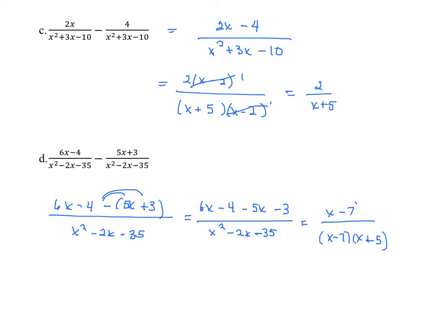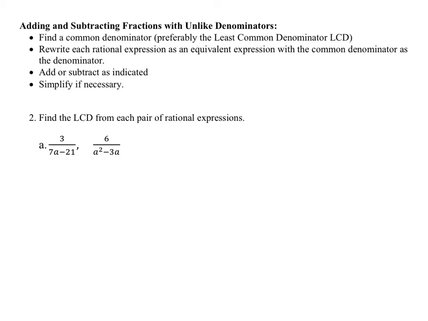Look at that. We can divide out. We have a 1 left on top, you guys. Keep it straight where everything is located. If it seems that everything is canceled or divided out in the numerator, stick a 1 there. And you need to leave it in, all right? Next. All right, now what about unlike denominators?